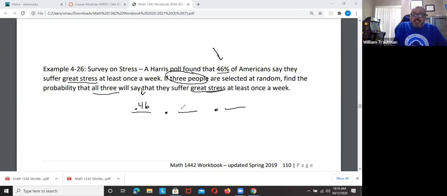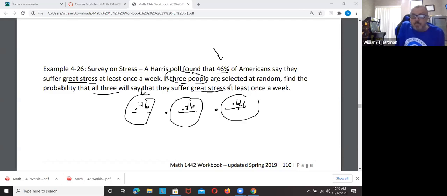The probability that the second person suffers great stress. Well, they're independent. One person's stress isn't going to count as another person's stress. They're independent. They don't matter to each other. So this person is 46% and this person is 46%. So we're going to multiply these 3 together. 0.46 times 0.46 times 0.46.